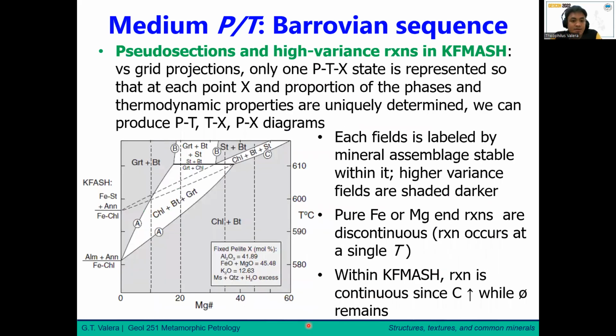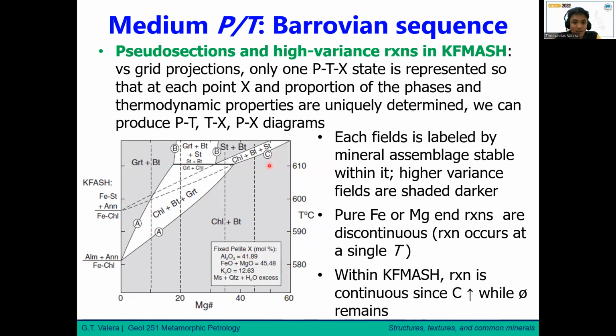Okay? Yan. So, pseudosections and high variance reactions in KFMASH versus grid projections, only one PTX state is represented so that at each point X, the proportion of the phases and thermodynamic properties are uniquely determined. We can produce therefore a PT or a TX or a PX diagram where X is a composition. So here, for example, is a TX diagram. So T versus magnesium number. And as you can see from here, each field is labeled with a mineral assemblage stable within that PT space. Okay?